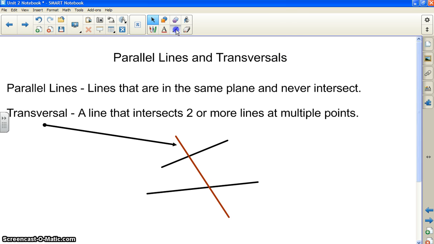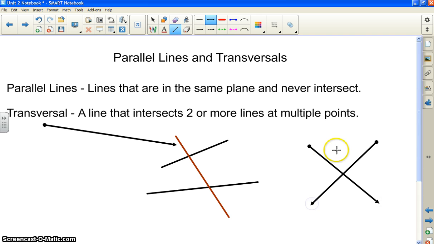Let me just show you a quick example of something that is not a transversal. So if I have something like this, I've got those three lines. I've got two lines that intersect, a third line that intersects them, but they intersect each other at the exact same point. That does not make any of those transversals. Okay, the only one that's a transversal is this one that we have in maroon here.